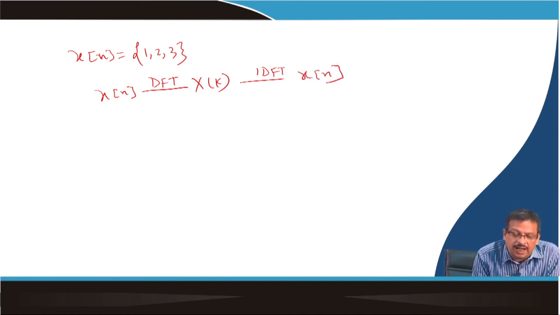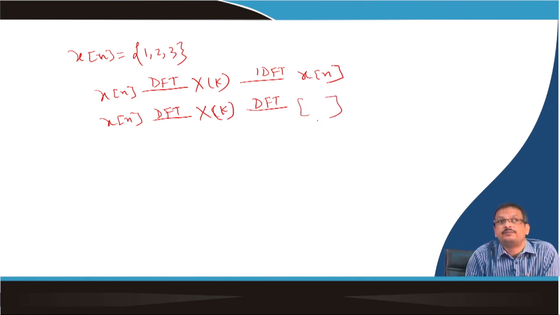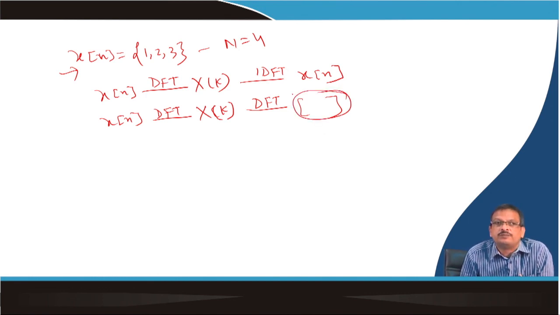Now instead of that, suppose I have an x[n], I take the DFT, I get X[k]. Again, if I take DFT, what should I get? Should I get x[n] or what should I get? You do it. Do it by yourselves, you check. This is the signal. Take the N equal to 4 point DFT, calculate and see what is coming out.